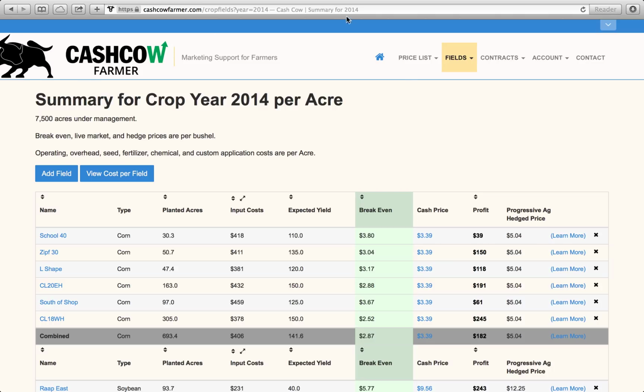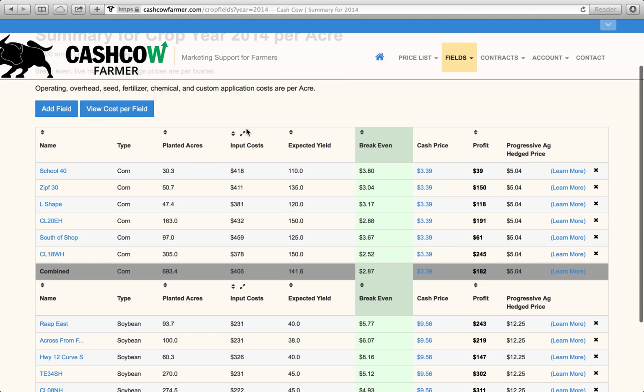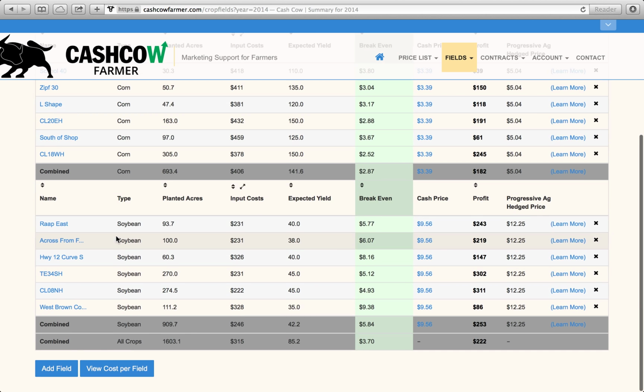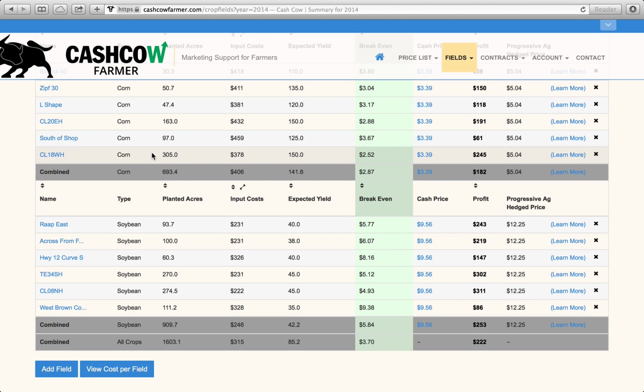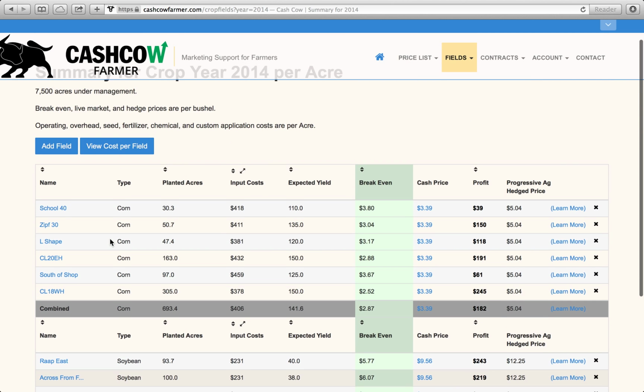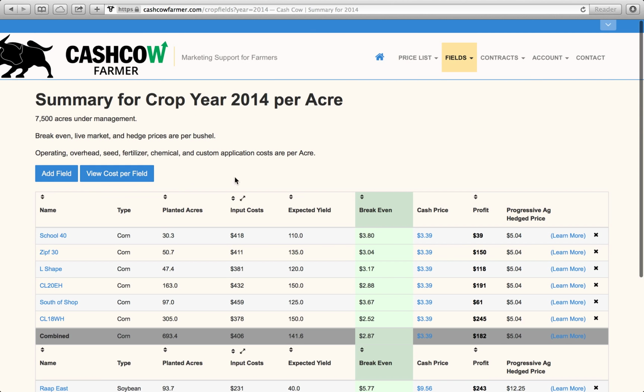This is the page you get to once you've filled out your price list and each field. As you can see here, I've got 6 corn fields and 6 soybean fields. It's going to organize it by crop here. What I'm going to do is go through each column and help you understand what they all mean.